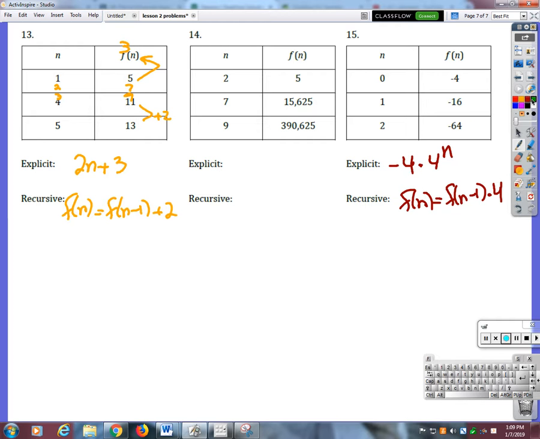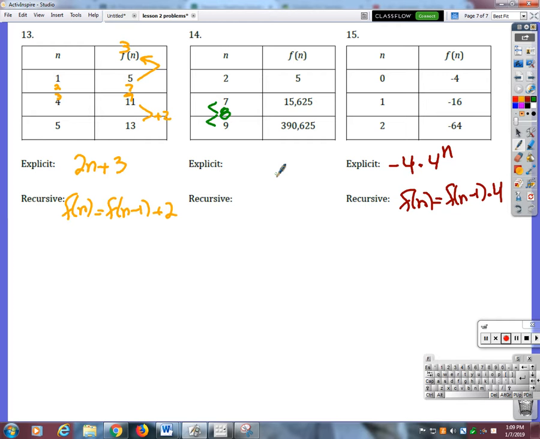I don't want you to stress about number 14, but should we give it a go anyway? I'm going to see if it's multiplication first. Will you guys tell me what 390,625 divided by 15,625 is? Does it come out to be something nice? 25? Okay. So what that means is, for me to get from 7 to 9, I have to multiply this number by the same thing twice.